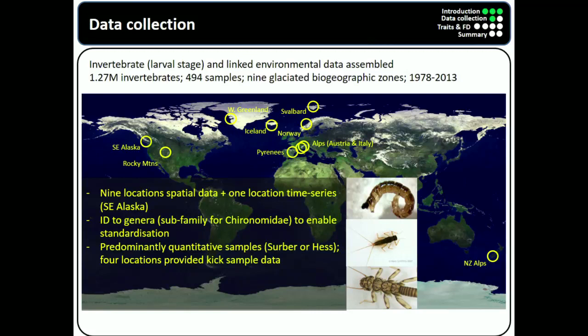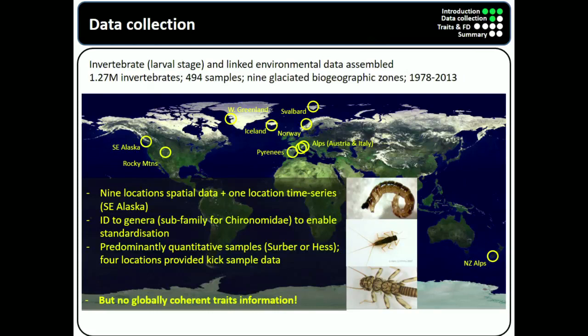Most locations provided quantitative sample data, so a Surber sampler or a Hess, for those of you aquatic scientists who know what these are. 4 of the locations provided kick samples, which are semi-quantitative timed disturbances of the stream bed. And we pick up invertebrates that look like this. At the top, we've got Chironomid larvae. In the middle, a Deleatidium mayfly larva, which is endemic to New Zealand. And at the bottom, we've got some perlid stoneflies, some of the larger invertebrate predators.